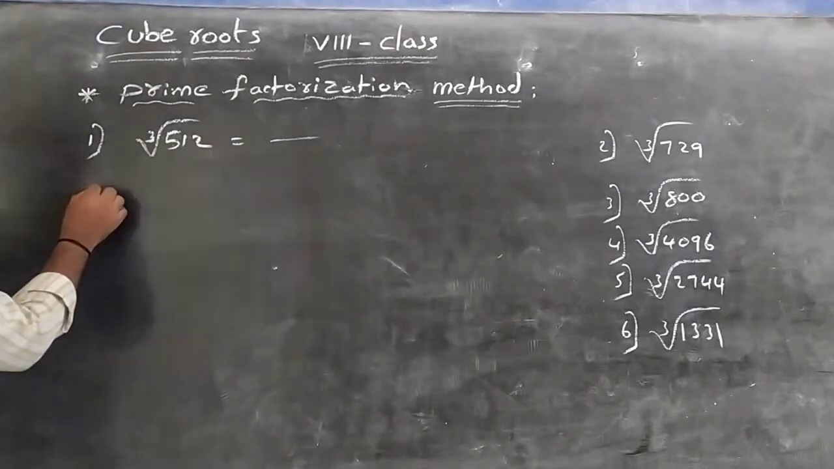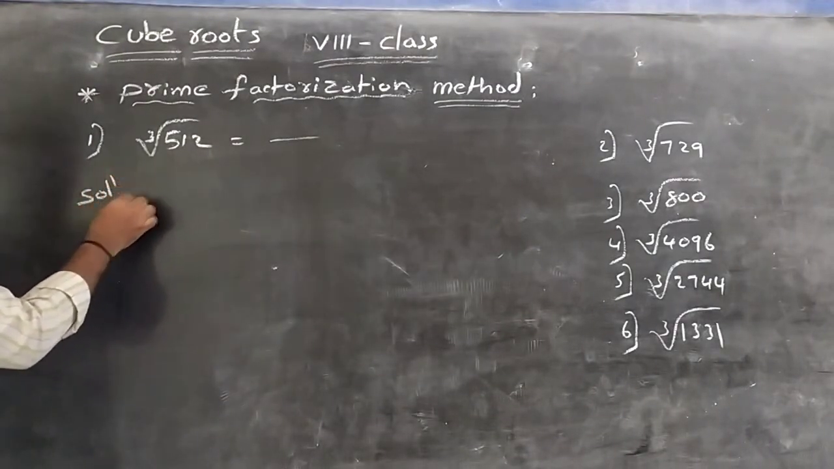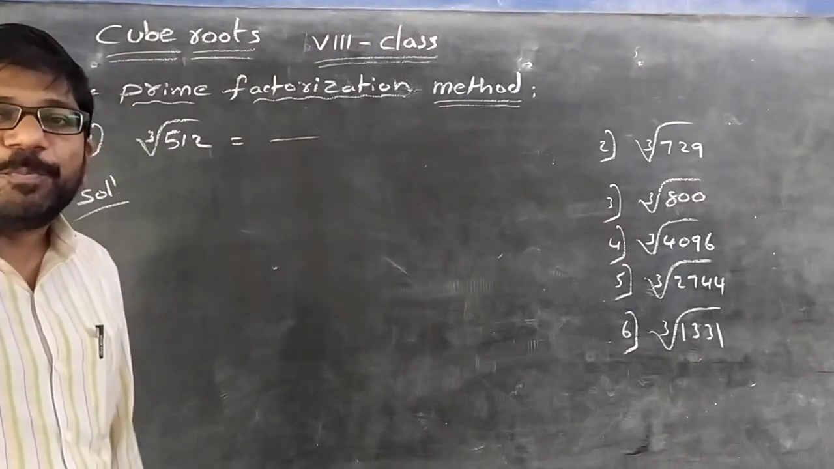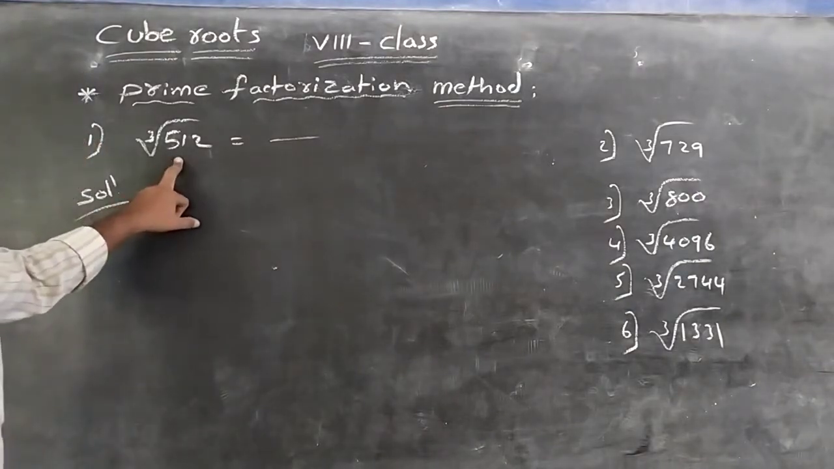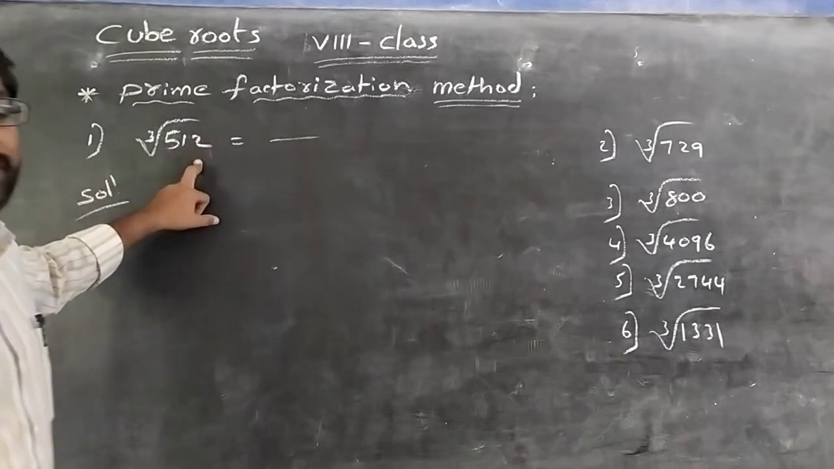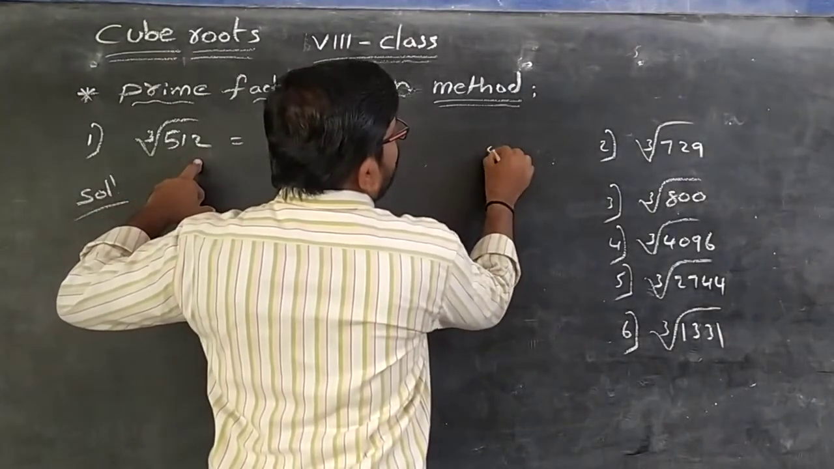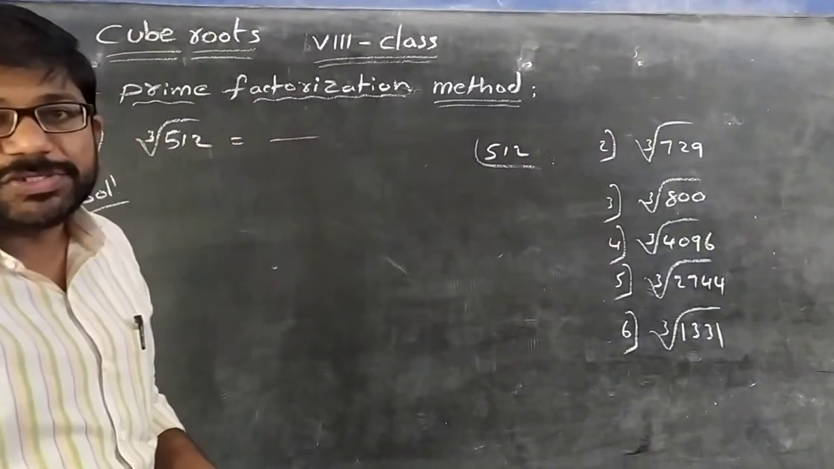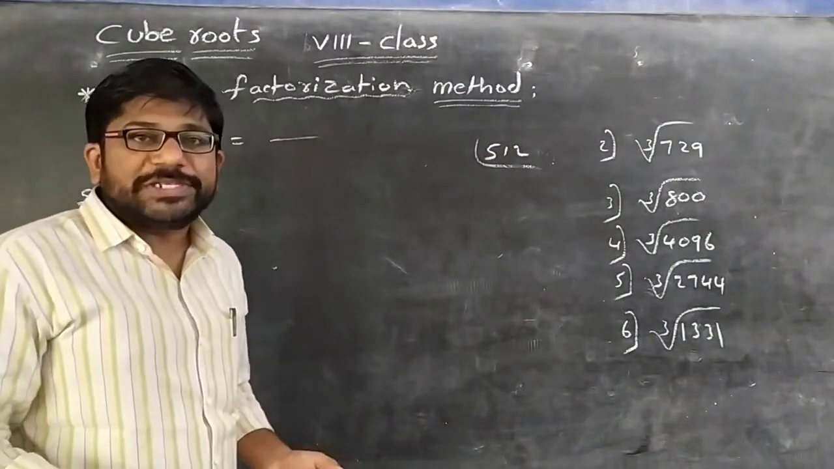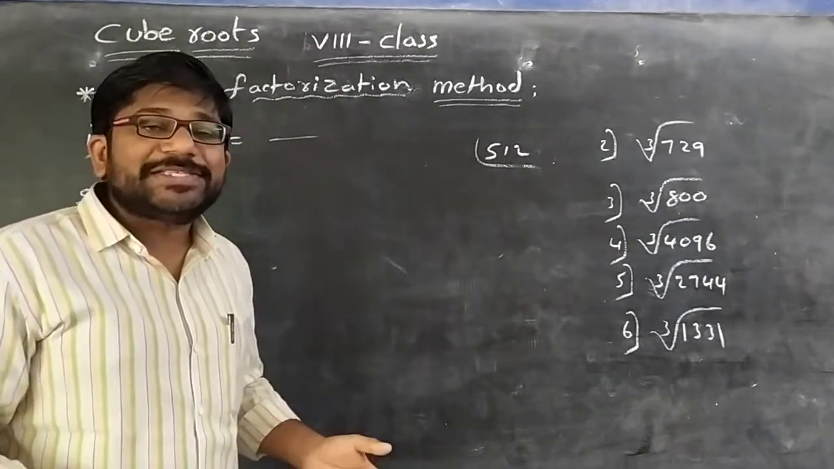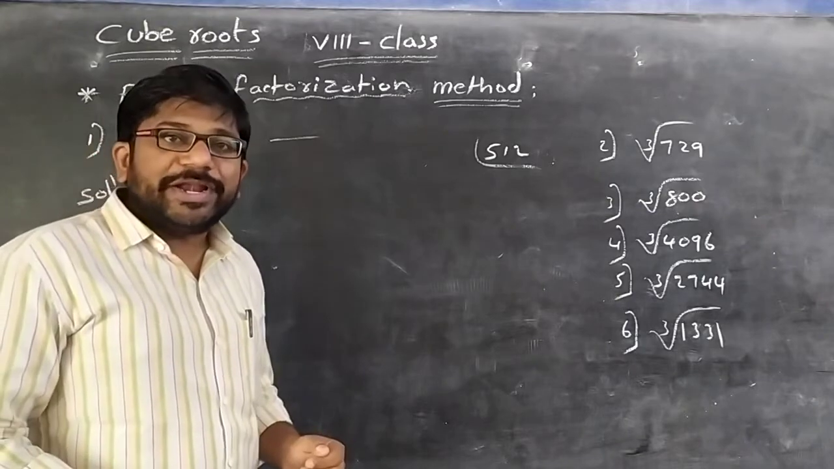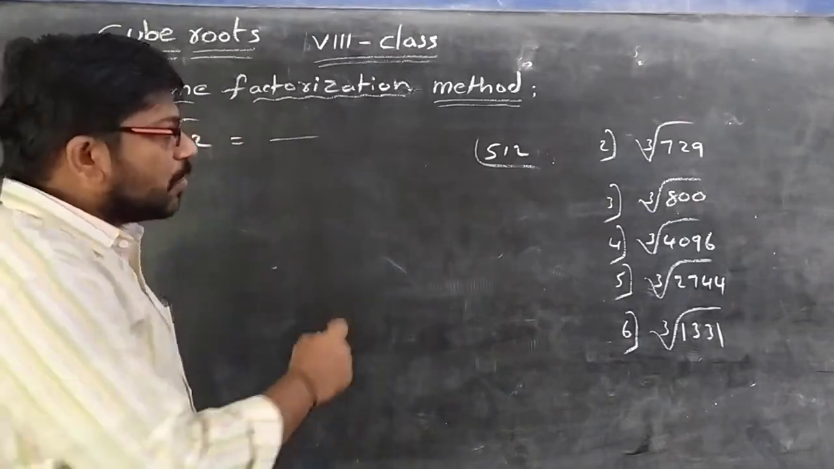In this method, first we have to write the given number as the product of primes. The number is 512. Write 512 as a product of primes. We divide with prime numbers only. 512 is an even number. Even numbers are always exactly divisible by 2, so it goes by 2.